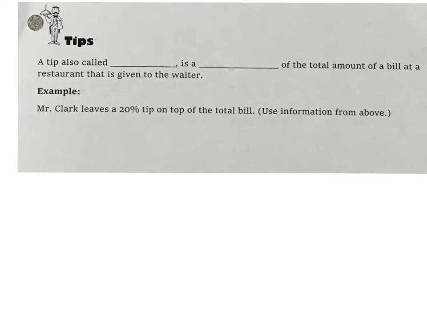Now let's talk about what a tip is. A tip, that is also called a gratuity at some restaurants, is a percent of the total amount of a bill at a restaurant that is given to the waiter. So in this problem, Mr. Clark leaves a 20% tip on the top of the total bill, and it says to use the information from above. So we must remember our total bill was $60.25. That's with the tax.